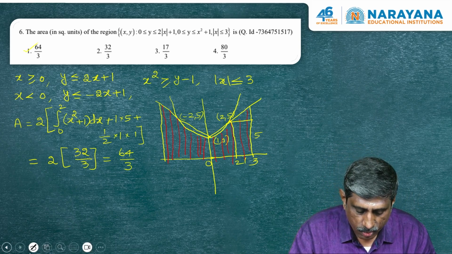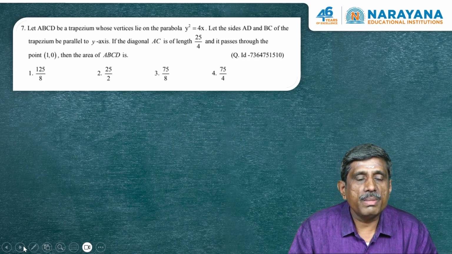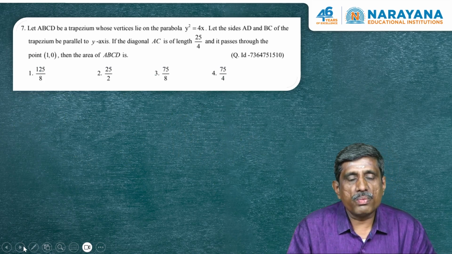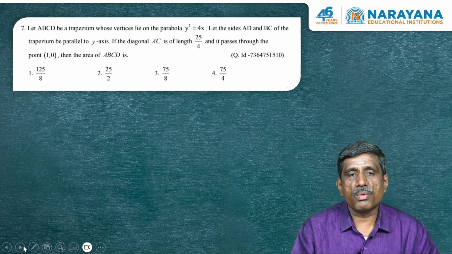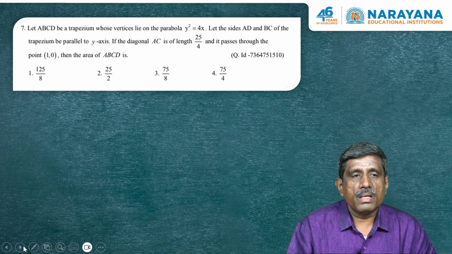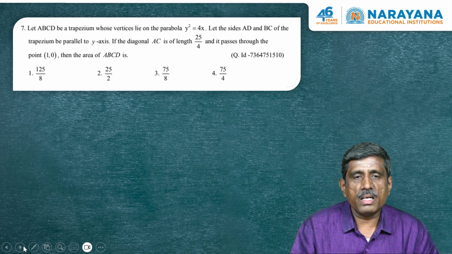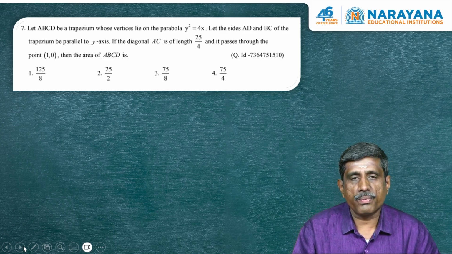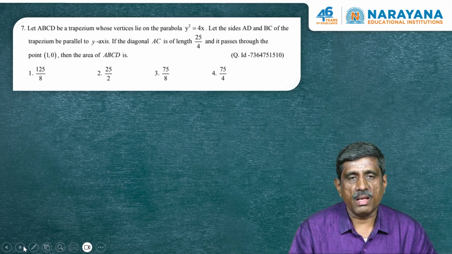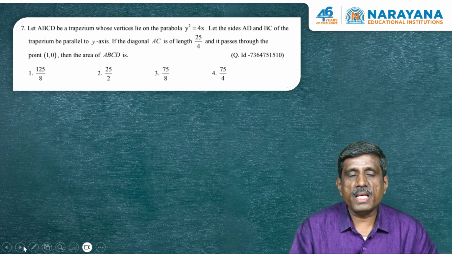Let us move on to question number 7. Let ABCD be a trapezium whose vertices lie on the parabola y² = 4x. Let the sides AD and BC of the trapezium be parallel to the y axis. If the diagonal AC is of length 25/4 and it passes through the point (1, 0), find the area of the trapezium ABCD. You understand (1, 0) is the focus of the parabola. So AC is going to be the focal chord.